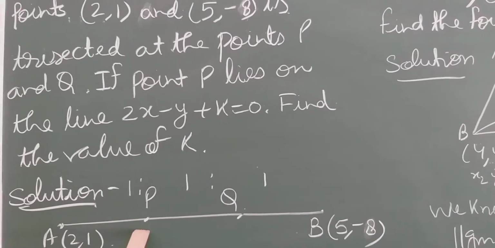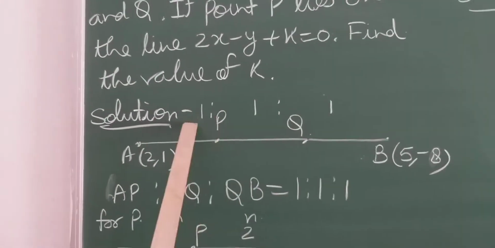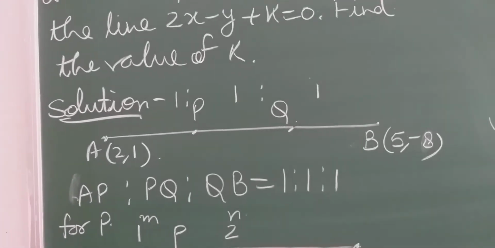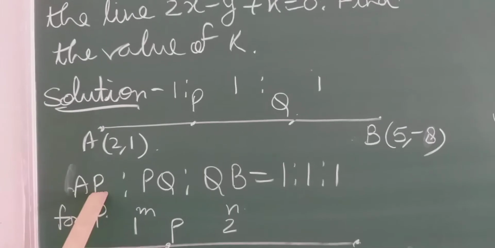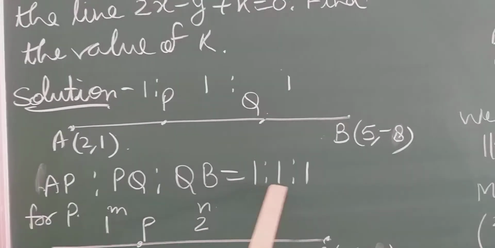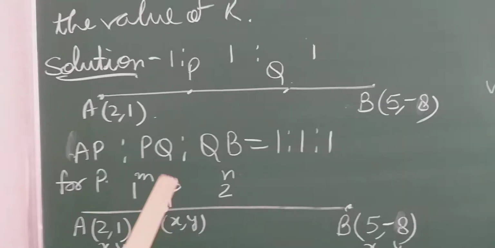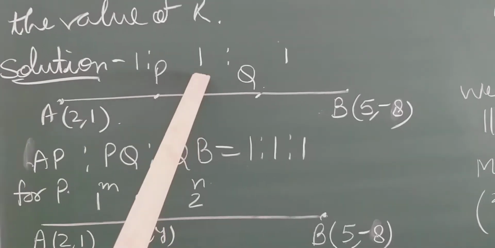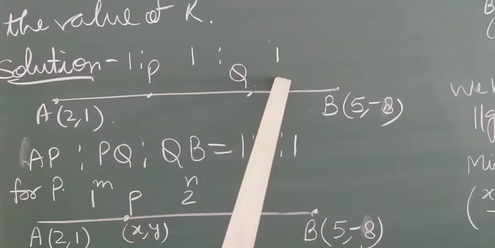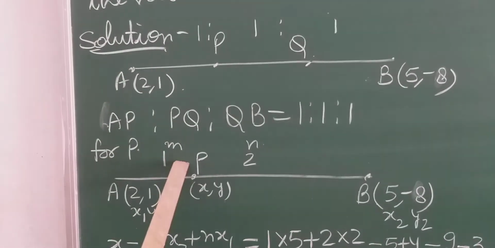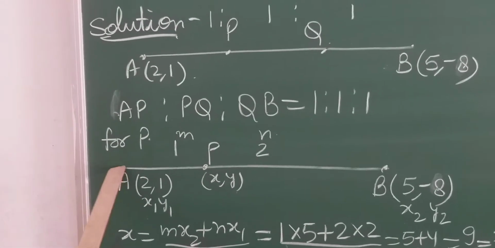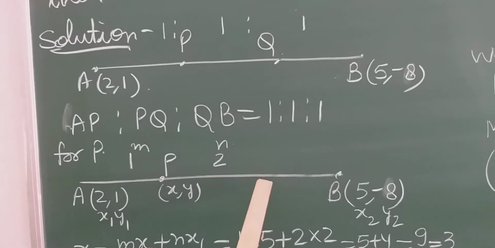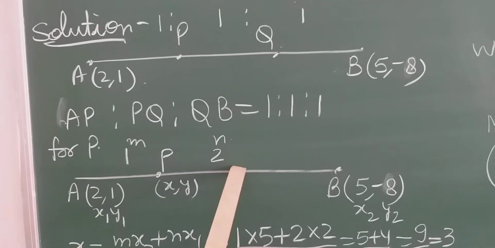It means AP is to PQ is to QB equals 1 is to 1 is to 1, because P and Q are the points of trisection. So for P, the ratio will be 1 is to 2 because this one will be added. So for P, we have to draw another line diagram. We have to show here only P, not Q. So the ratio will be 1 is to 2.